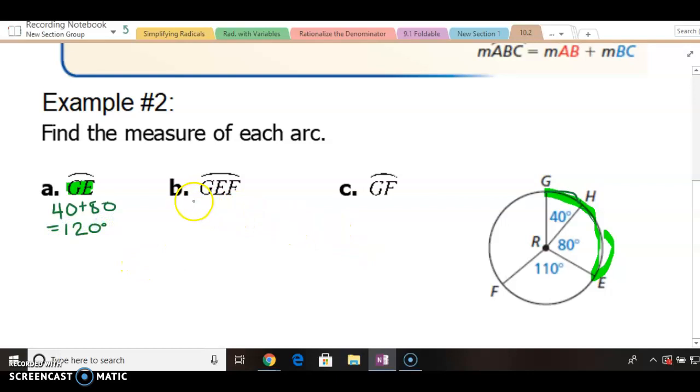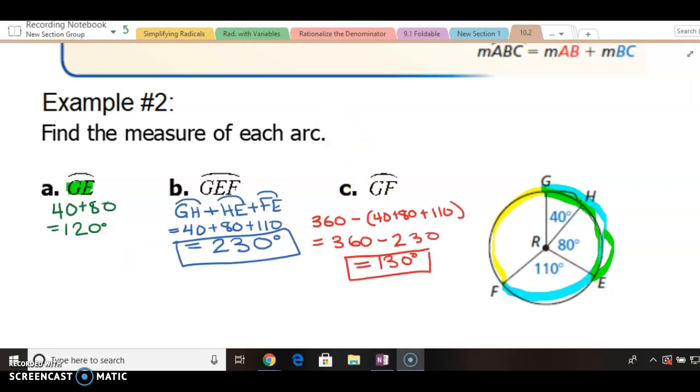So I want you to go ahead and do B and C on your own, and then we'll go over them. All right, so this is what you should have gotten on B and C.